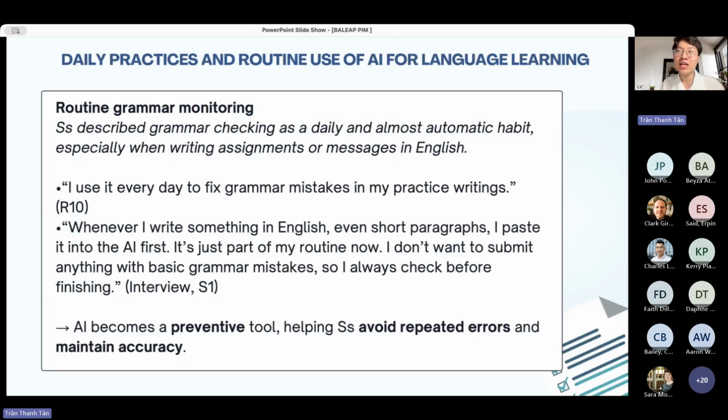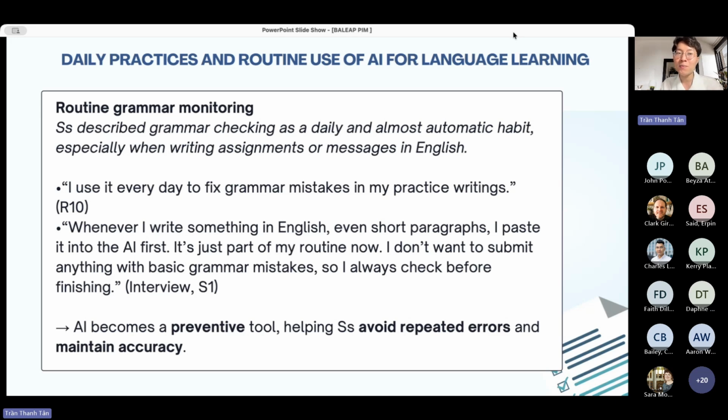Some of them share that they use AI for routine grammar monitoring. The students describe grammar checking as a daily and almost automatic habit. And I think this is understandable because they're English majors. They can practice by themselves at home every day to ameliorate their English skills, and grammar is one of the points they would like to improve.